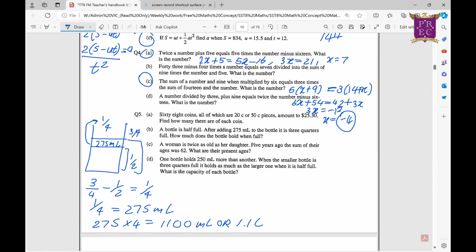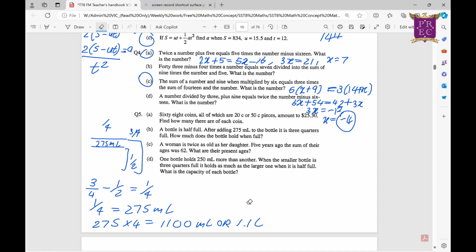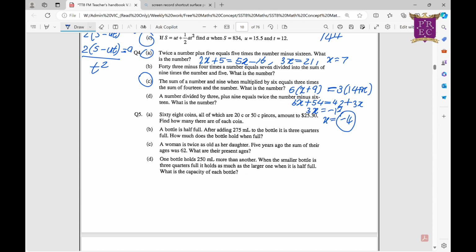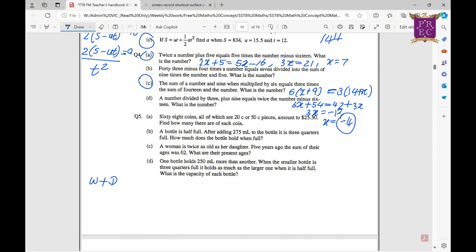Okay, let's do question 5C. A woman is twice as old as her daughter, and 5 years ago the sum of their ages was 62. What are their present ages? Like the first question, we can come up with two simultaneous equations. These simultaneous equations just represent the circumstances. So a woman, let's say, is W, and daughter is D. The question says the woman is twice as old as her daughter. So W is 2 times the daughter, so 2D.